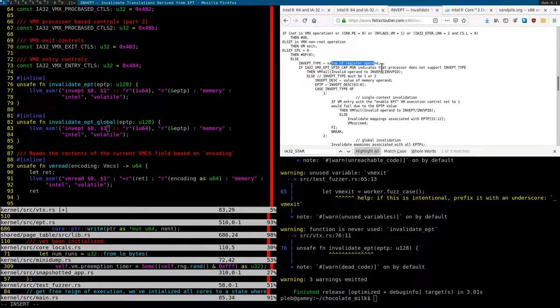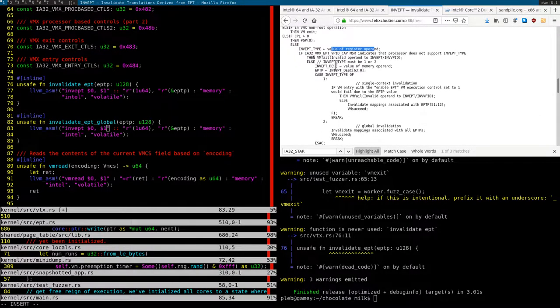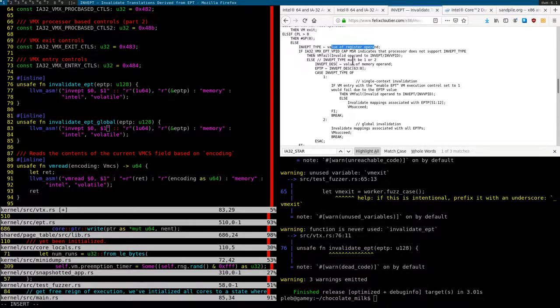EPT is the register operand. VM fail, otherwise, get the type. If it's a one, then I think for global invalidation, the pointer doesn't matter. So we'll see if we can do a core pointer null mute. Just null.